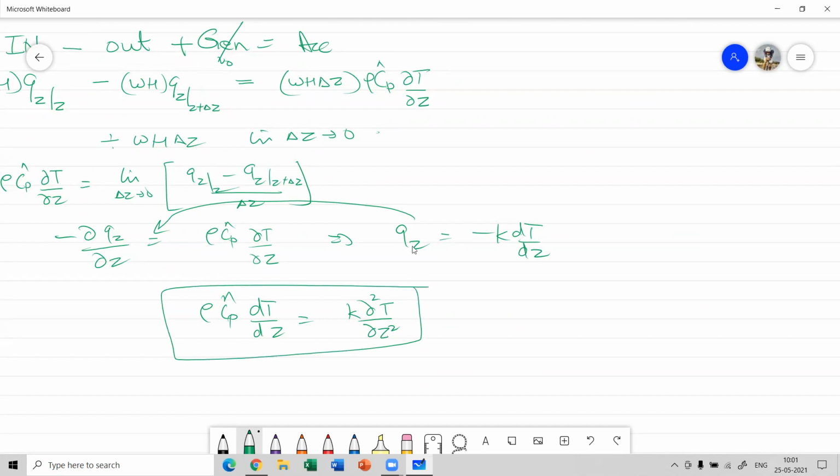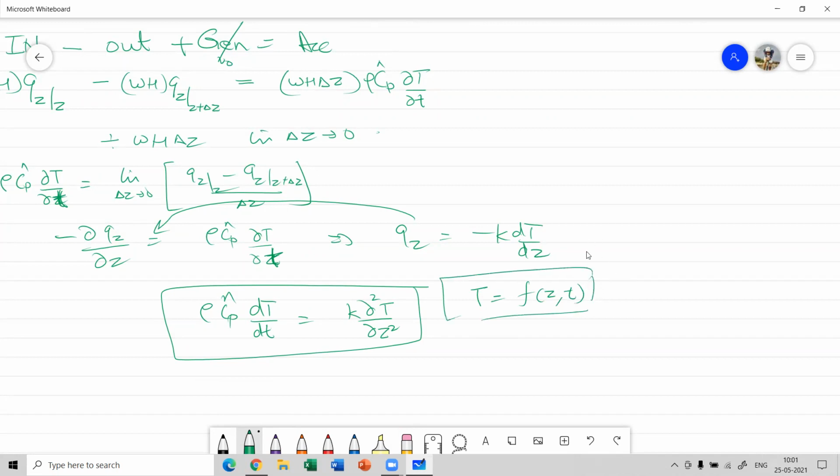Now, with respect to t, so make a correction over here. This is the rate, so it is with respect to t. So we have t over here.